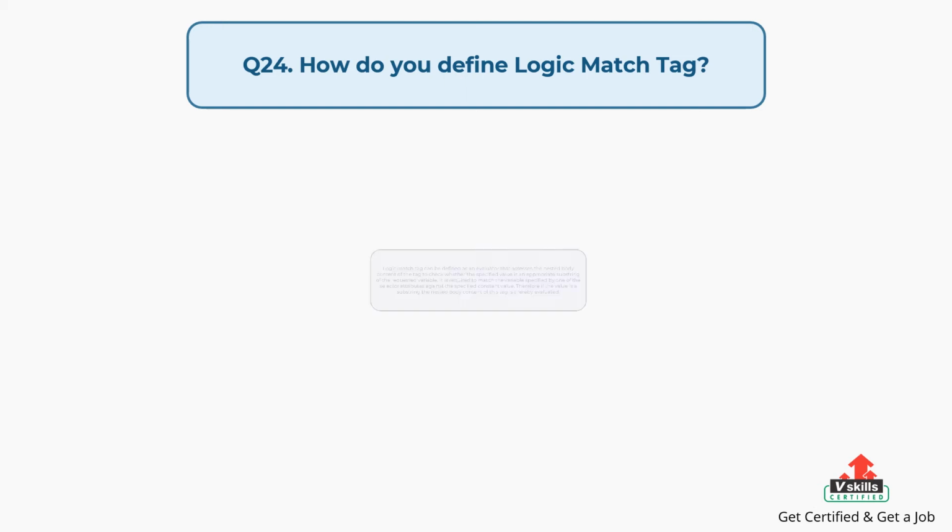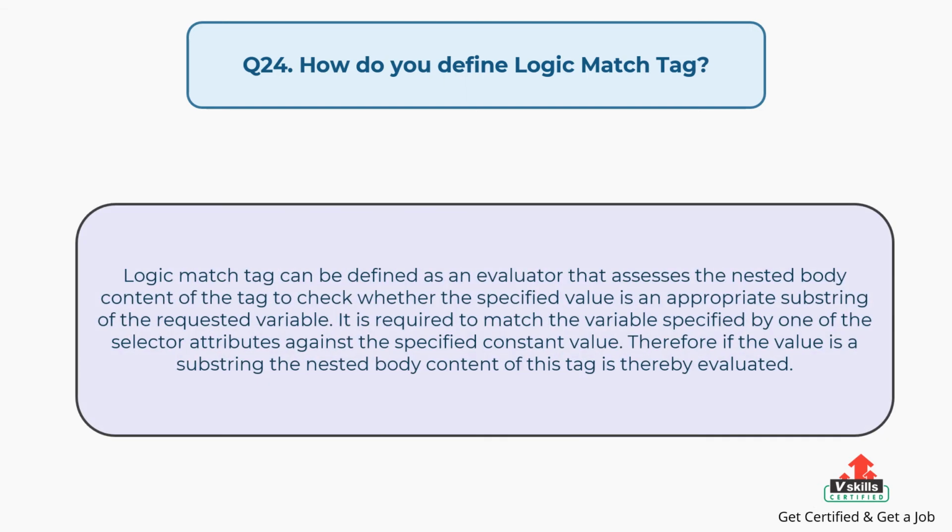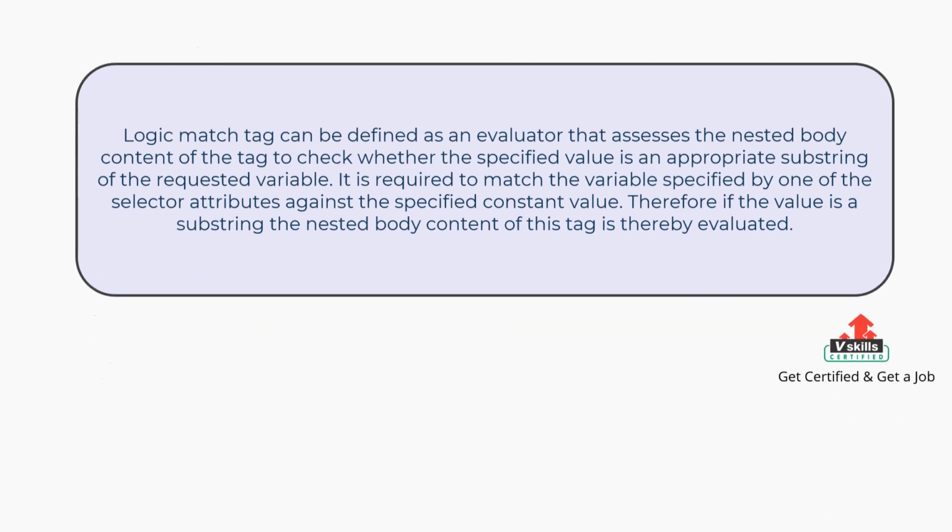Question number 24, how do you define logic match tag? The answer is: logic match tag can be defined as an evaluator that assesses the nested body content of the tag to check whether the specified value is an appropriate substring of the requested variable. It is required to match the variable specified by one of the selector attributes against the specified constant value. Therefore, if the value is a substring, the nested body content of this tag is thereby evaluated.